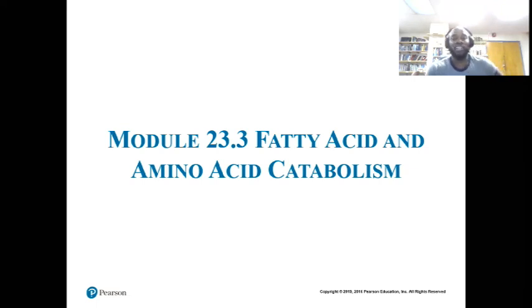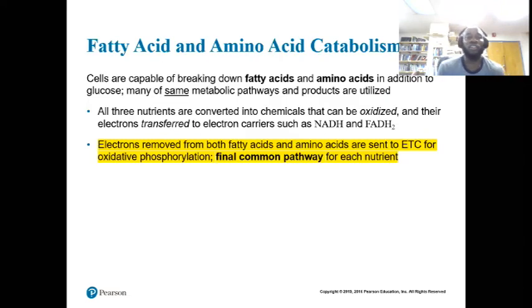So now let's go into the fatty acid and amino acid catabolism. Cells are capable of breaking down fatty acids and amino acids. Remember, we talked about glucose. And it becomes very similar. All three nutrients are converted into chemicals that can be oxidized. Remember, oxidized, losing electrons, and electrons transferred to NADH and FADH2. Electrons removed from both fatty acids and amino acids are sent to the electron transport chain for oxidative phosphorylation, and it's very similar.